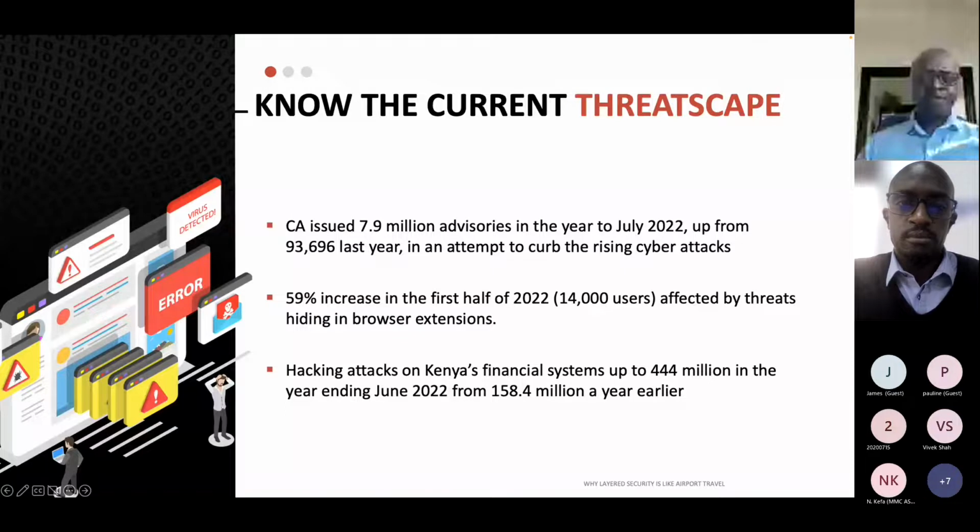According to data by the Central Bank of Kenya, hacking attacks on Kenya's financial systems, including mobile banking, rose nearly threefold to 444 million in the year ending June 2022. This was a sharp jump from 158.4 million a year earlier, as more people worked from home, ordered products online, and made payments via mobile phones, which is a common practice by most Kenyans. And I'm sure we all relate. The question to ask yourselves this morning is, where do you bank your money? If your answer is not under your mattress, these statistics should really concern you.